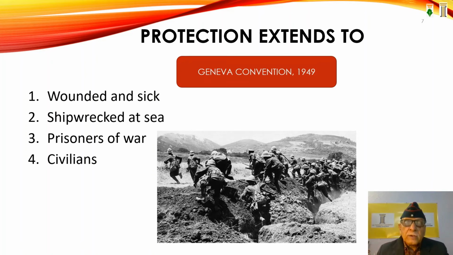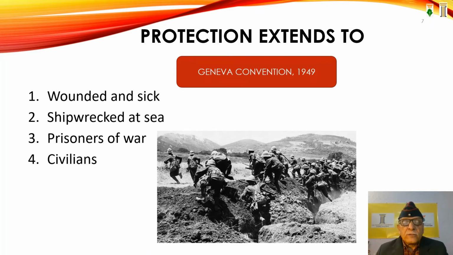The protection under the IHL extends through four distinct Geneva Conventions, all of 1949 vintage. The first convention addresses sick and wounded during war, those who are not able to fight because of their medical and physical condition and need full protection. The second convention is directed at those who are in naval combat or shipwrecked at sea.